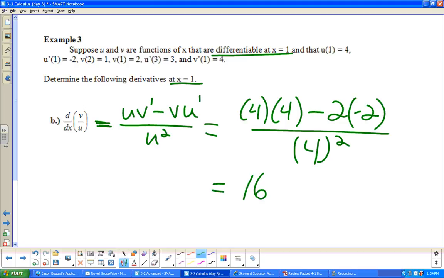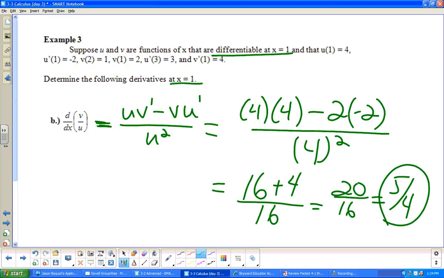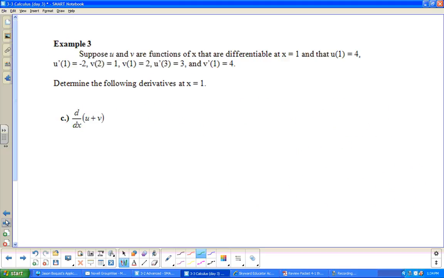16 plus 4. Those numbers look really familiar. Over 16. 20 over 16 is 5 over 4. Again, 5/4 is the slope at x equaling 1 of that function. A function we've never seen. And this one. Very straightforward.